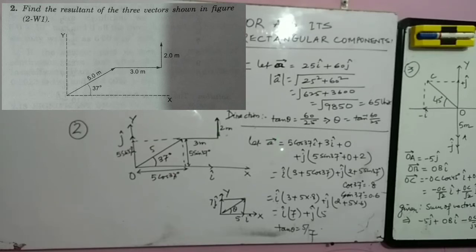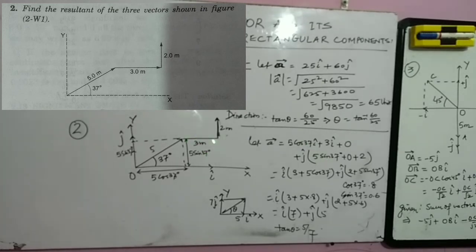So we can take a vector. It means 5 has got two components. One is 5 cos 37, and the second component is 5 sine 37 degree. So 5 cos 37 degree i plus j 5 sine 37 degree. The i and j components you have calculated.